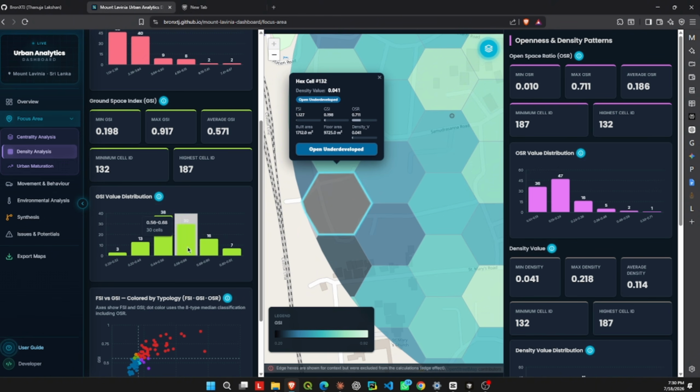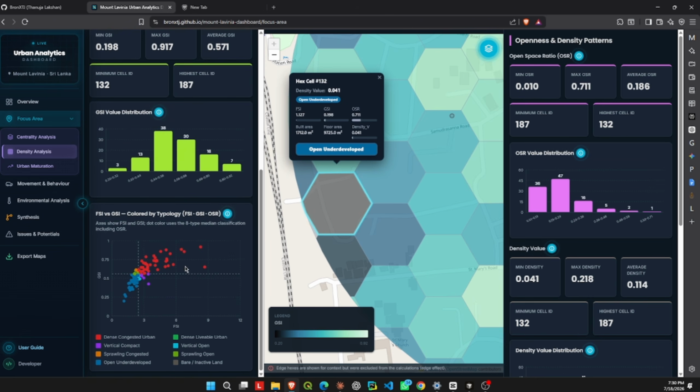This chart basically shows how much of the corridor is heavily covered at ground level, simply how much built area there is at ground level. This one is my favorite: FSI versus GSI. It's a scatter plot, and like I said before, one of the most important charts in density analysis. Each dot is one hex cell. The X-axis is FSI and the Y-axis is GSI. The dot color shows the cell's urban typology, based on FSI, GSI, and OSR.